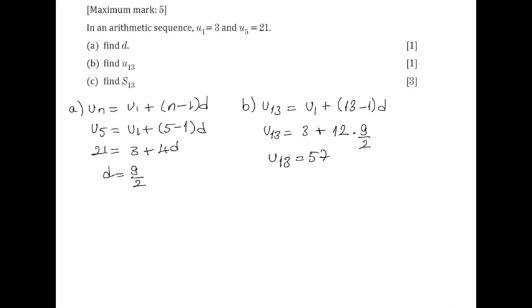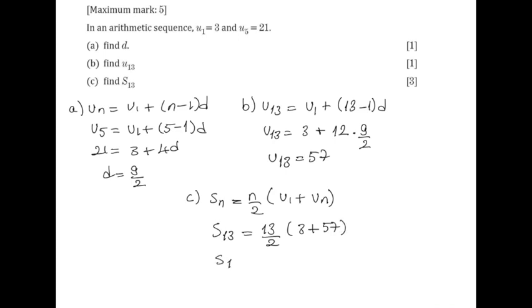In part C, we can use the formula for the sum of the terms of an arithmetic sequence, which is Sn equals n over 2 times (u1 plus un). So for 13, S13 equals 13 over 2 times (u1, which is 3, plus un, which is 57). So S13 equals 13 over 2 times 60, which equals 390.